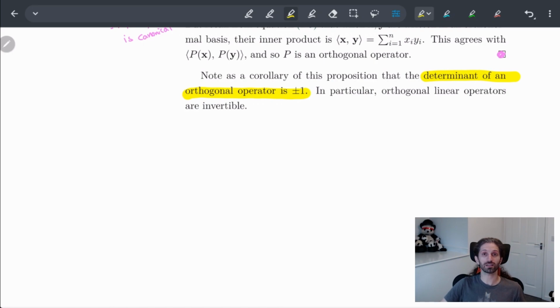So this is sometimes a nice, easy way to check whether you have something orthogonal. If the determinant is not plus or minus 1, you know that it's not orthogonal. But if it is plus or minus 1, you're still going to have to double check whether it is orthogonal or not. But at least it gives you a little hint that maybe it might be.